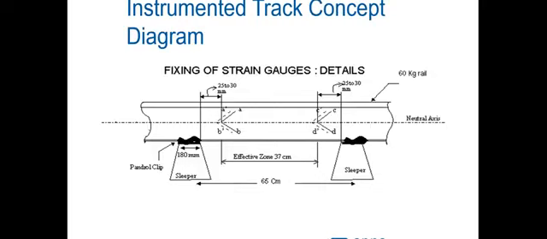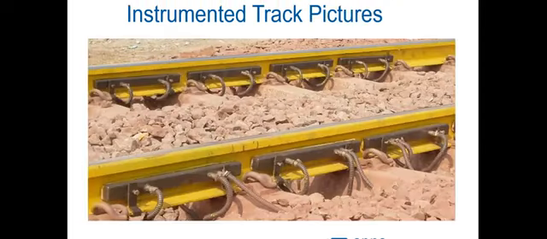This is generally fixed on a 60 kg rail. This is the distance between the sleepers. These are mostly technical details, so I'll just skip over this in this introductory class. This is how it looks in practice. Here you can see the strain gauges fitted on the track. These are the cables carrying the signal.